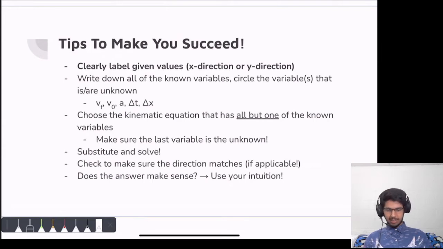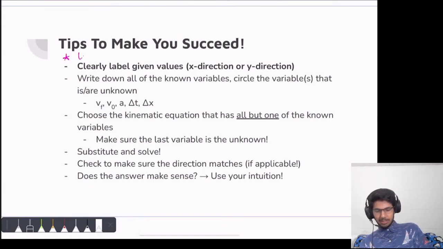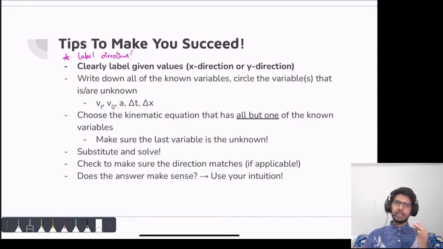Additionally, I don't think I mentioned this, but it is very important to label directions. This is similar to what I did with the soccer ball, where I said this is the positive y, this is the negative y. This really helps us out. We need to be careful of signs, especially when it comes to acceleration, whether we want a positive or negative 9.8 meters per second squared. So that's an important thing to do as well.